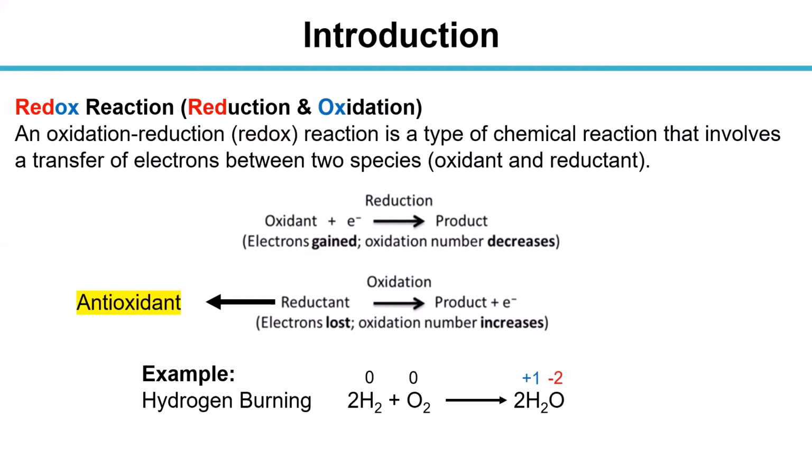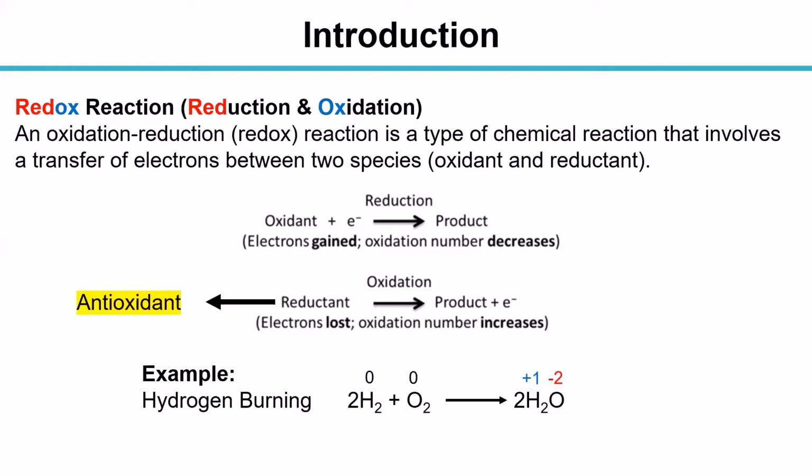The oxidant gains electrons and oxidation number decreases. This process is called reduction, while reductants lose electrons and oxidation number increases. This is oxidation. Antioxidants can react with reductants, so the oxidation is stopped or slowed down.